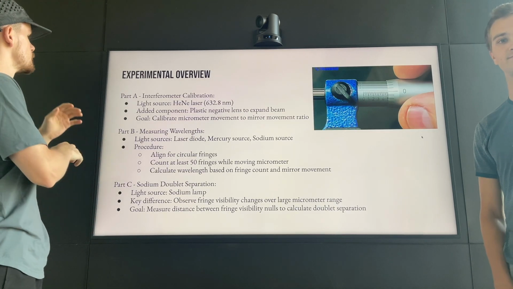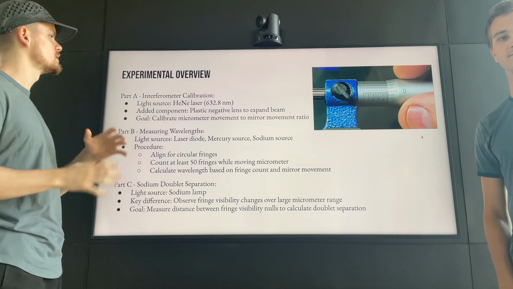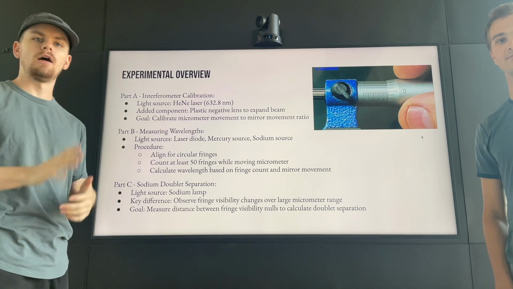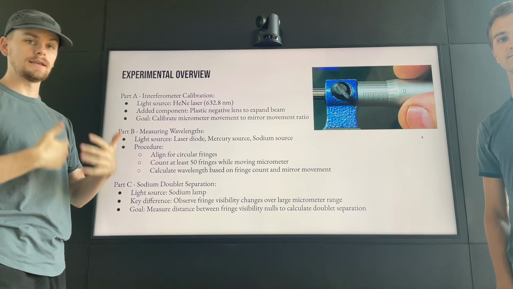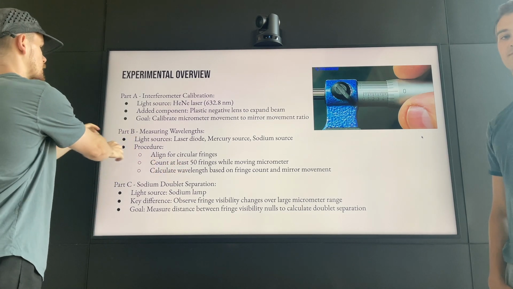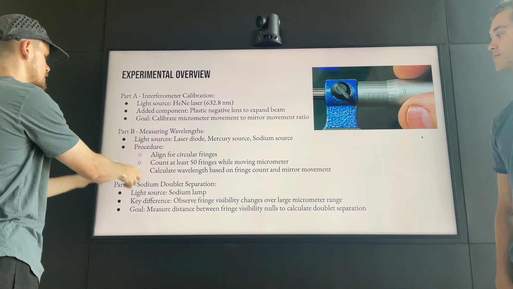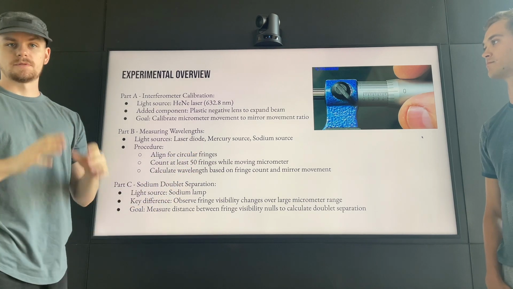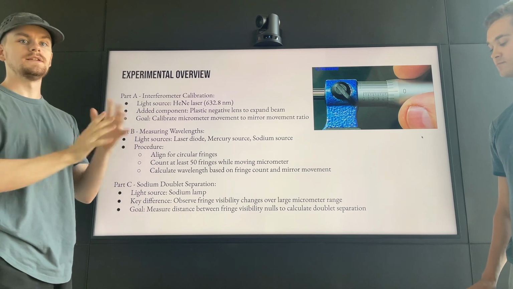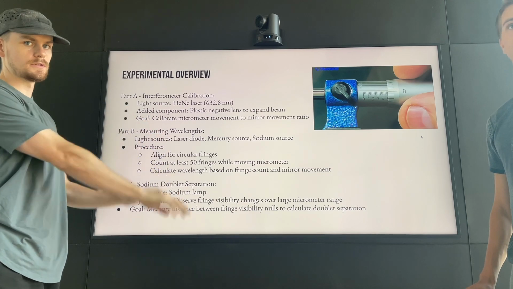The first part involves actually calibrating the interferometer using a HeNe laser. Basically what we're doing is finding out for each turn of our micrometer, how far we are moving our mirror. That gives us information about our OPD, and then from there, using our fringe patterns, we can actually get the wavelength of our light sources. Lastly, we're finding spots of destructive interference, and we're using that information to figure out the difference in wavelength of our sodium doublet source.